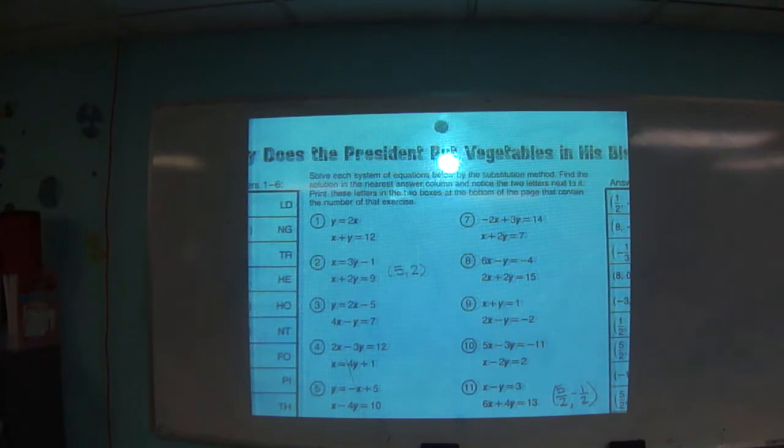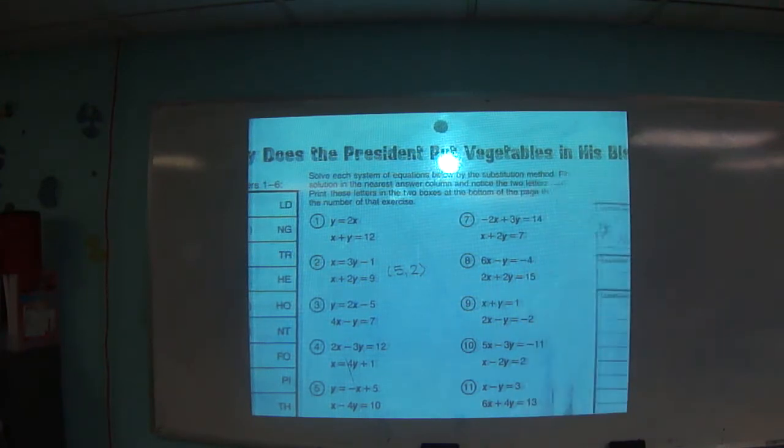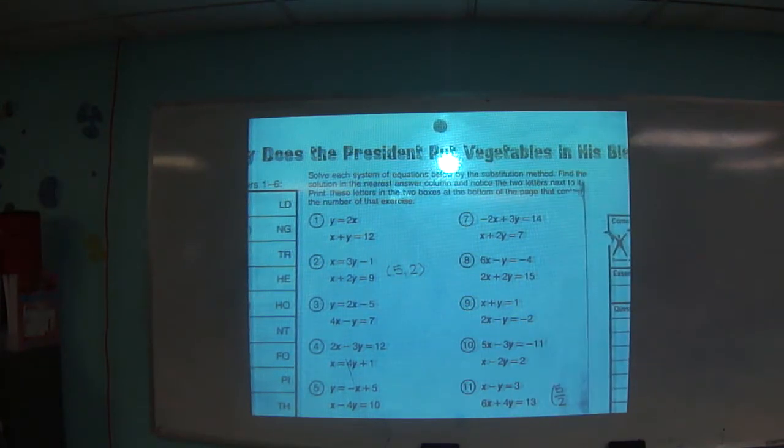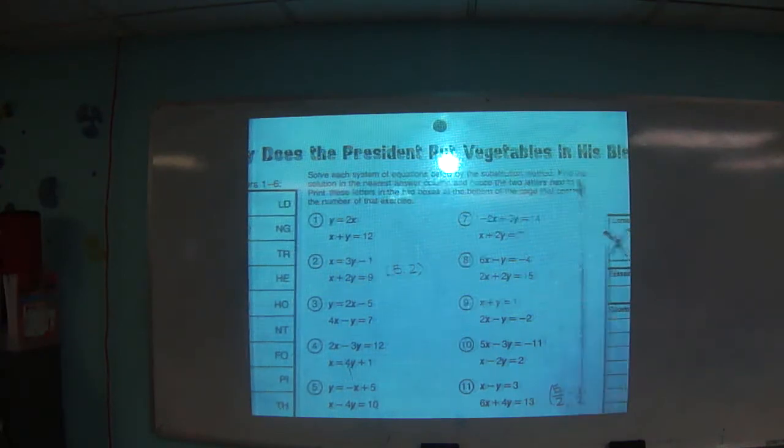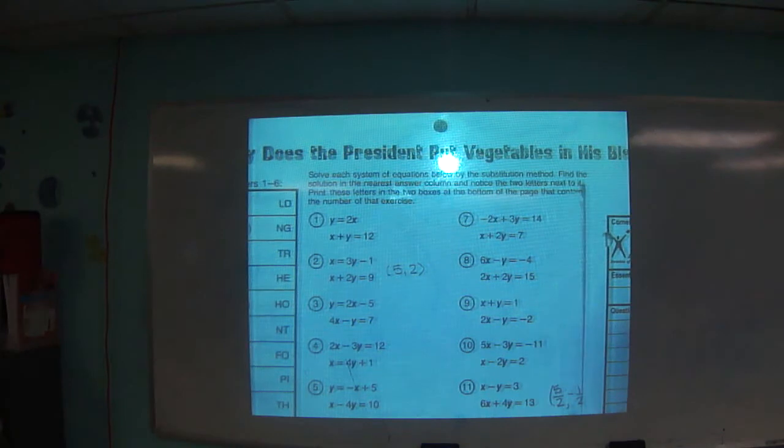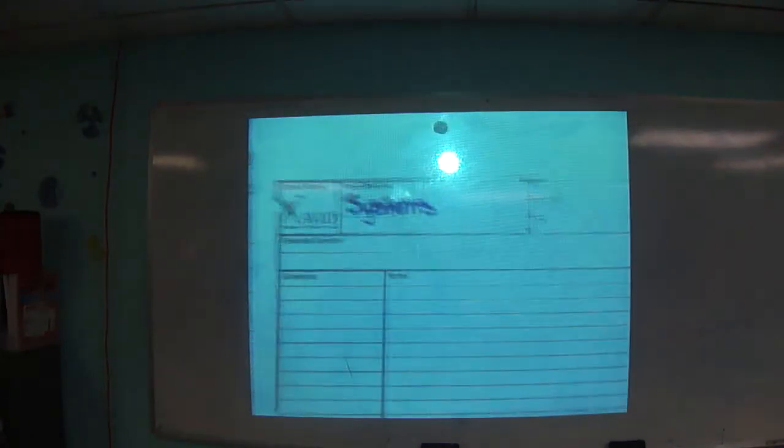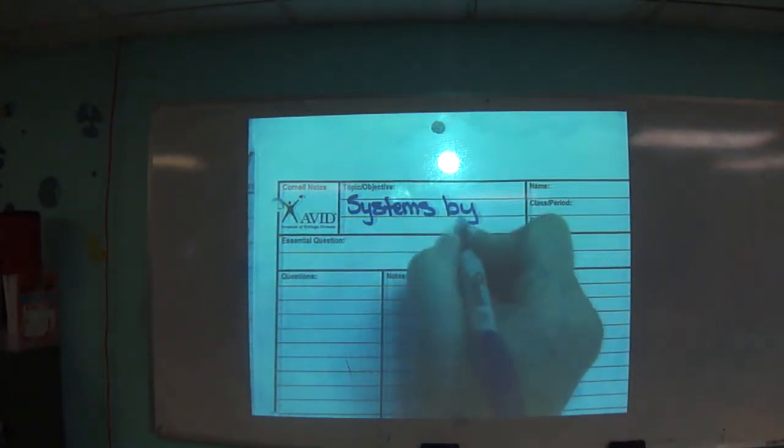And we know what substitution is. That's why I won't be here Wednesday, when I have a substitute. So we're putting something in its place. Okay? So these are systems of equations. So I'm writing systems by substitution.